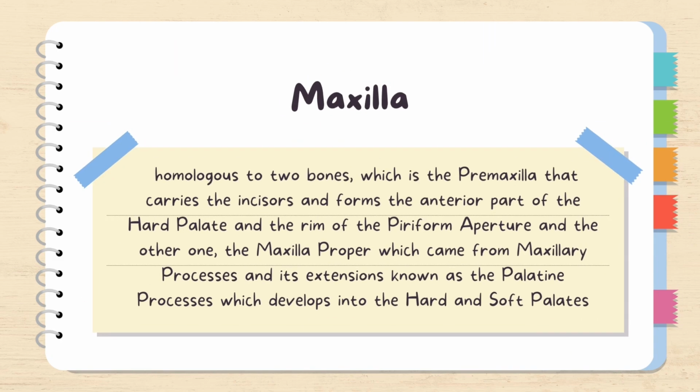So what is the maxilla? The maxilla is one of the facial bones homologous to two bones: the premaxilla that carries the incisors and forms the anterior part of the hard palate and the rim of the piriform aperture, and the other one is the maxilla proper, which came from maxillary processes and its extensions known as the palatine processes, which develop into the hard and soft palates.